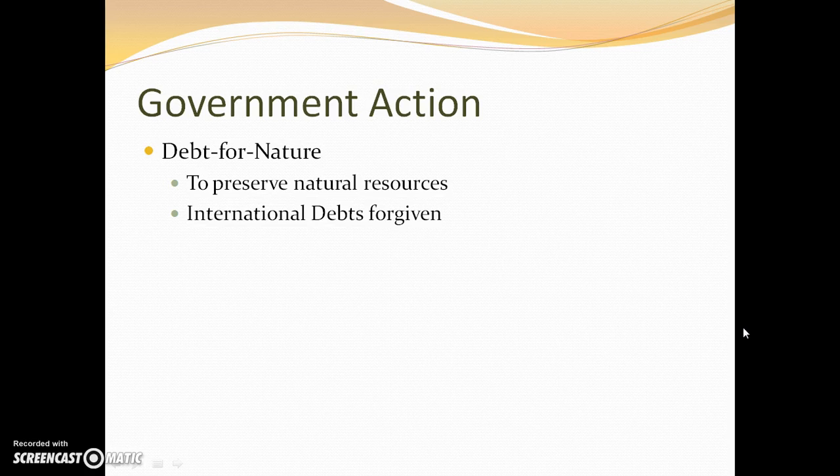So the idea here is that governments and international organizations will forgive international debts of less developed countries if they are willing to preserve some of their natural habitats. And so instead of using those things more intensely to try and gain profit, to try and pay off some debts or some loans that maybe they had gotten from governments or organizations like the World Bank or the International Monetary Fund, instead they could preserve those natural resources and maybe use them for something like ecotourism instead of bringing them under cultivation.